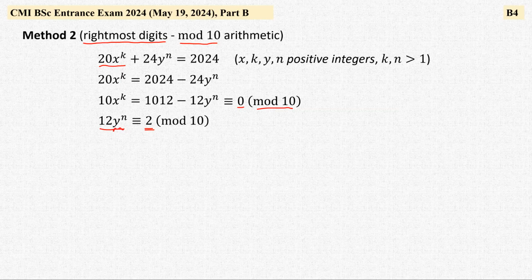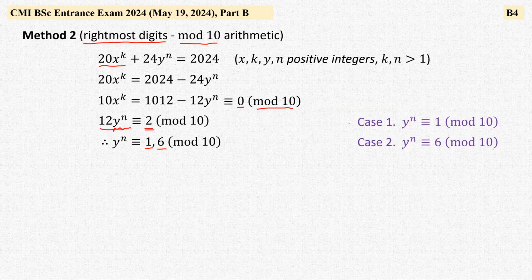And if you think about y to the power of n, you'll notice that y to the power of n must have rightmost digits of 1 or 6. This means that we need to divide into two cases, one where the rightmost digit of y to the power of n is 1, and the other where the rightmost digit of y to the power of n is 6.